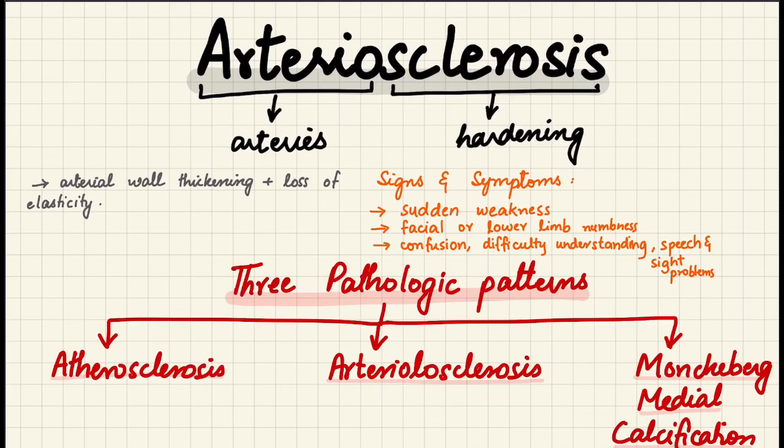So, if it is an artery supplying a muscle, that muscle will undergo sudden weakness. Say the artery is supplying the face, so we're going to have jaw claudication and facial numbness. Say the artery is supplying the lower limb, it is going to cause lower limb numbness, etc. If the artery is the carotid artery supplying the head region, the brain, we're going to have confusion, difficulty understanding, speech, and sight problems.